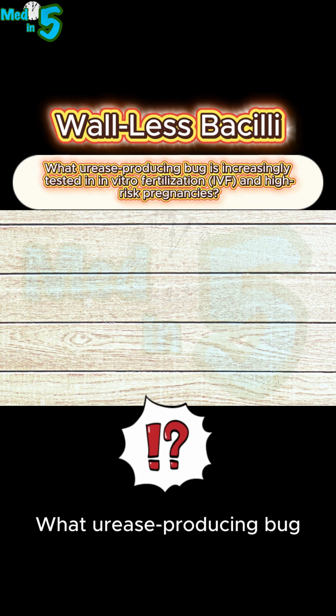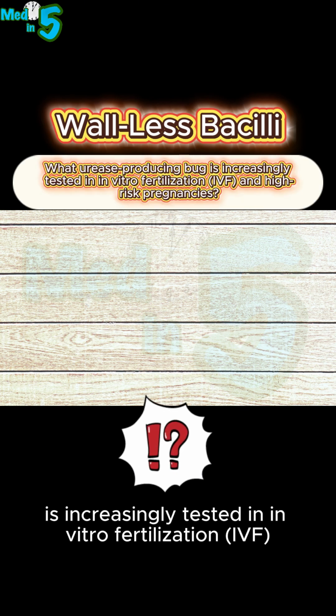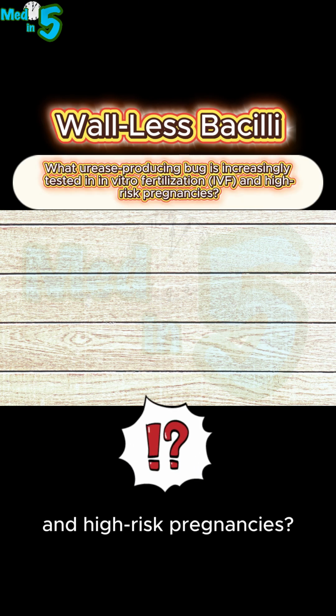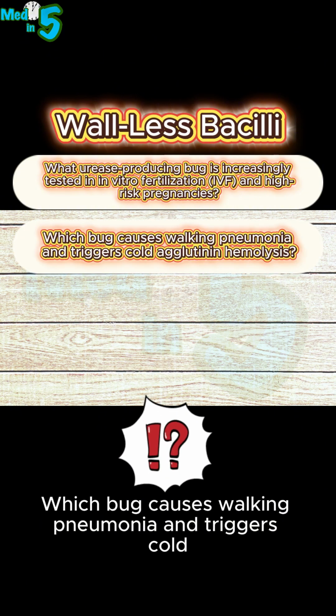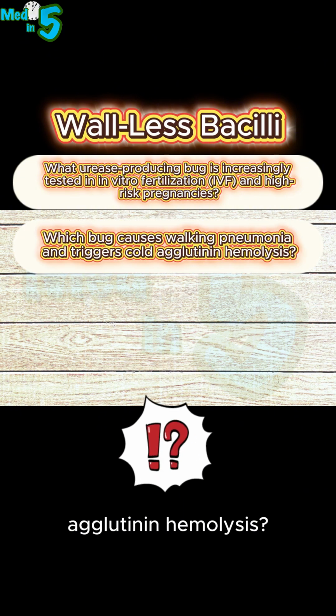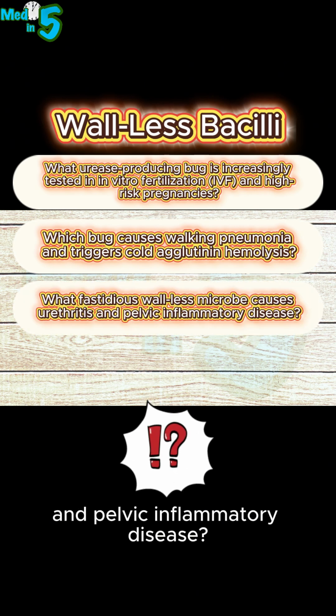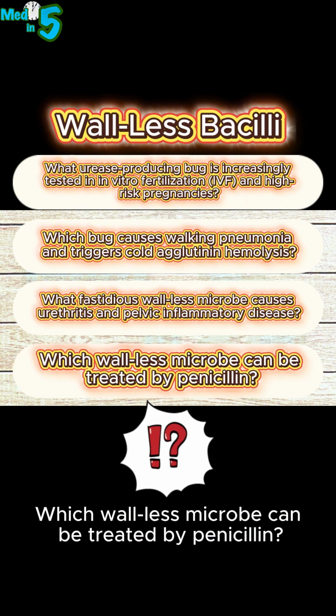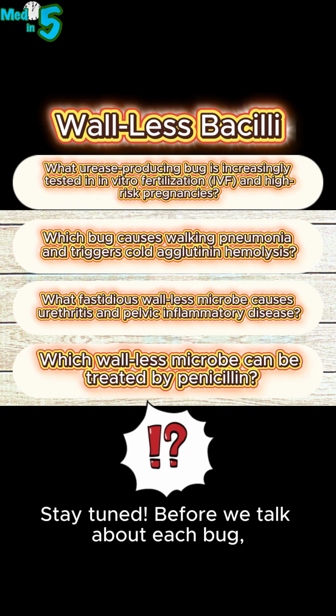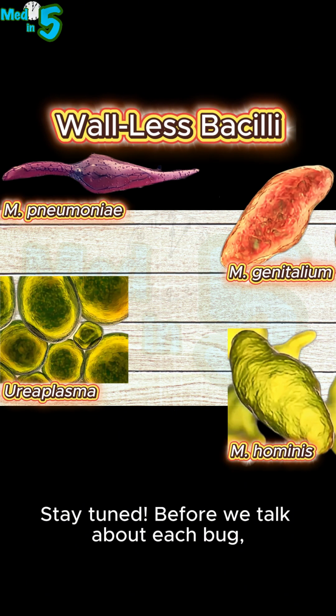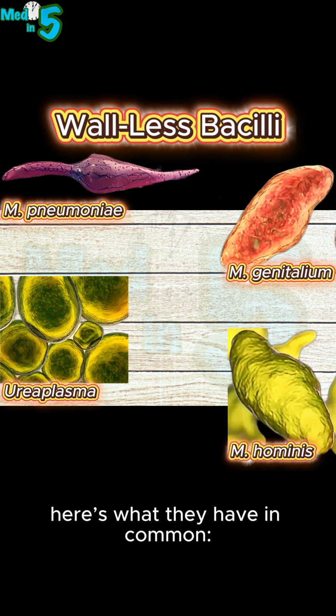What urease-producing bug is increasingly tested in in vitro fertilization and high-risk pregnancies? Which bug causes walking pneumonia and triggers cold agglutinin hemolysis? What fastidious wall-less microbe causes urethritis and pelvic inflammatory disease? Which wall-less microbe can be treated by penicillin? Stay tuned. Before we talk about each bug, here's what they have in common.